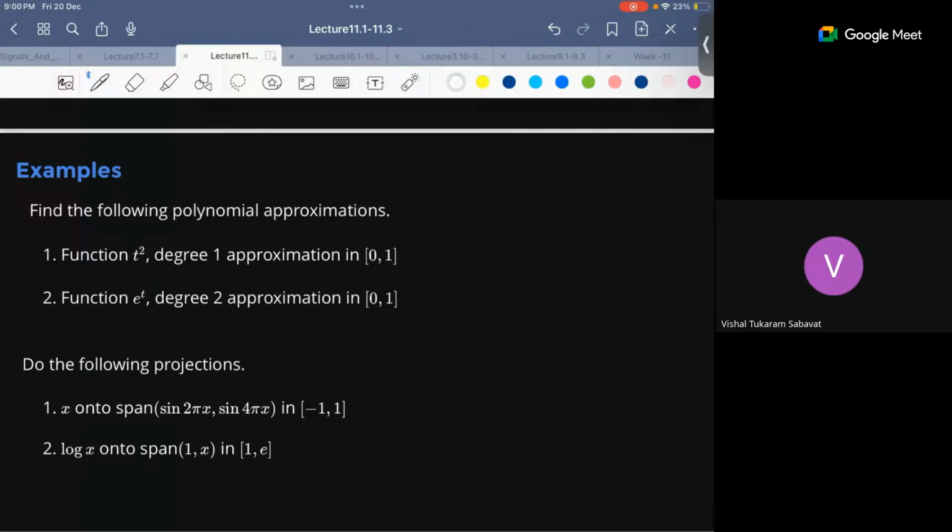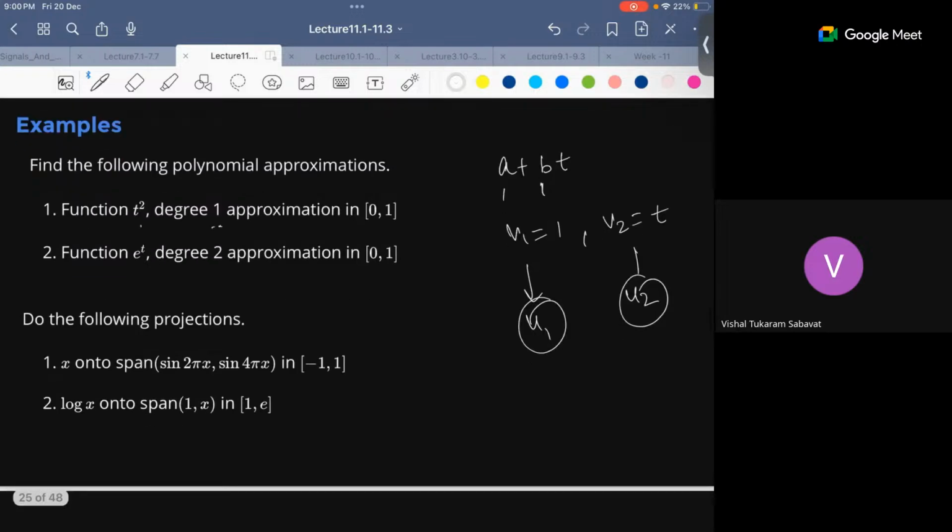For example, a function t squared has been given, and a degree one approximation, so a plus b t. Now you have to calculate a and b. You can think of this as one vector v1 as 1 and vector v2 as t. From here you have to calculate u1, u2. First you calculate u1, u2 from the Gram-Schmidt method, and then it should approximate t squared.